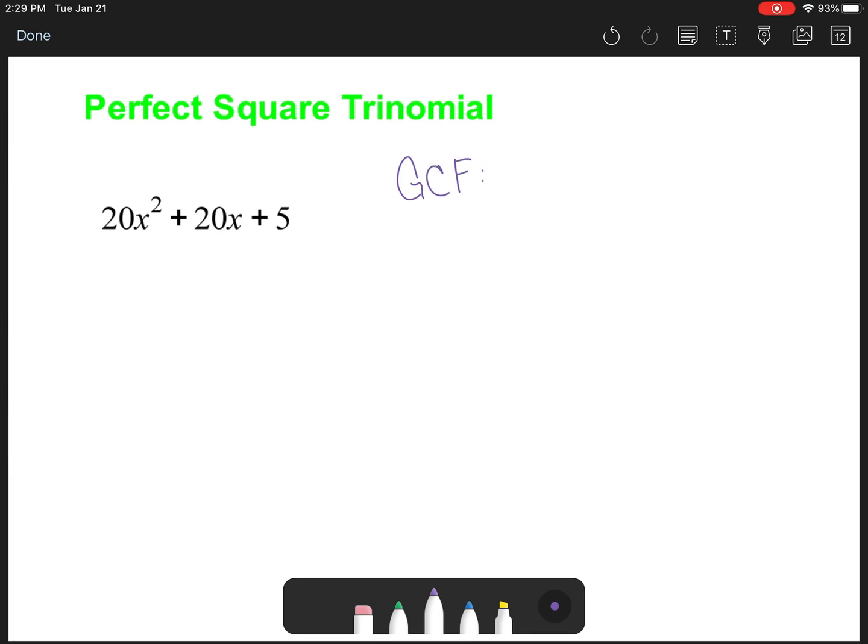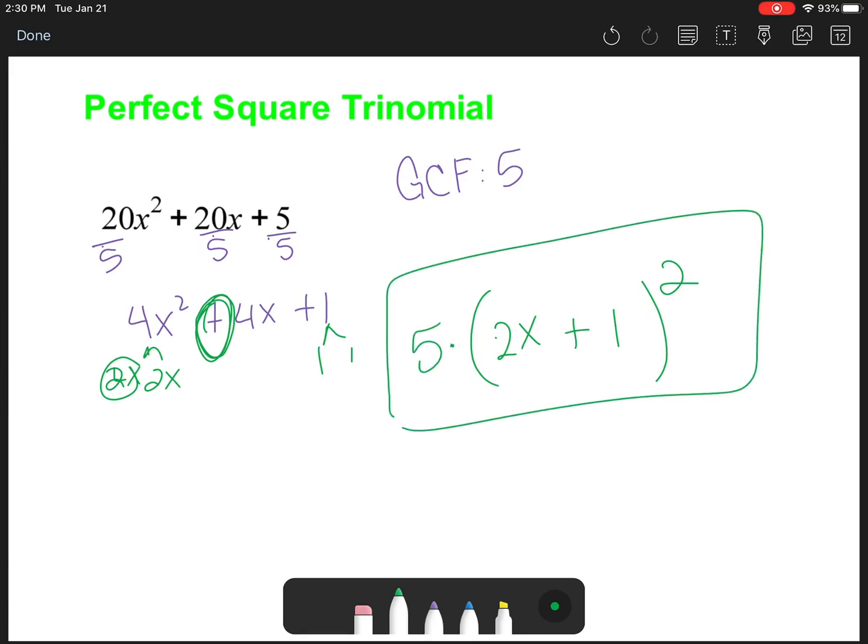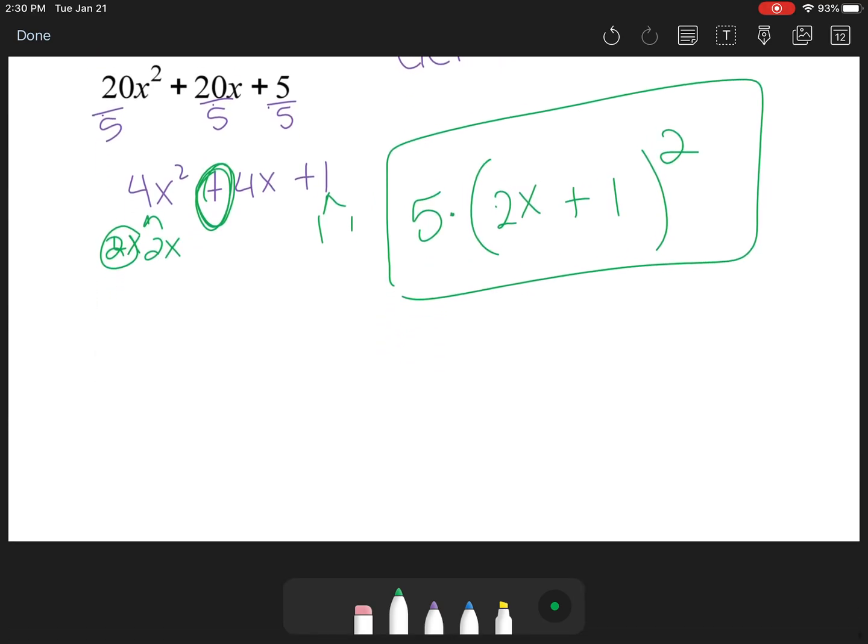This last one, we do have a greatest common factor. Looking at 20, 20, and 5, 5 goes into all of those. So we'd really have 4x squared plus 4x plus 1. Well, for 4x squared, I know that 4 is 2 times 2, and x squared is x times x. Looking at 1, I know 1 times 1 is 1. So since they're both perfect squares, I know we have that perfect square trinomial. And since this is a positive 4x, I know I'm using that positive pattern. So that first term would be a 2x, and we'd be adding 1, and then we can't forget our greatest common factor, so our final answer would be 5 times 2x plus 1 squared.